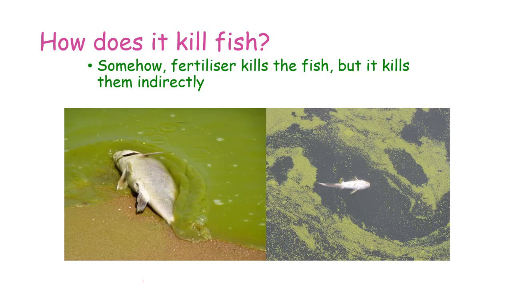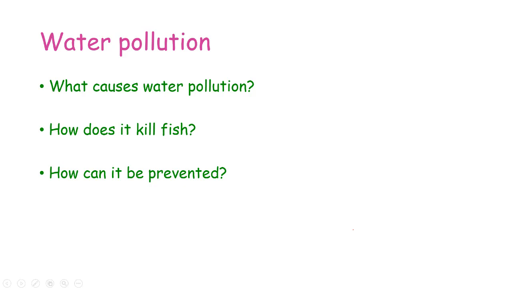So how does it actually happen? Now it's got something to do with all this green stuff here around it, but that's not the actual fertilizer. That is a different organism called algae. Now in this section about water pollution, we need to basically answer these three questions. What causes it? How does it kill fish? And how can it be prevented?